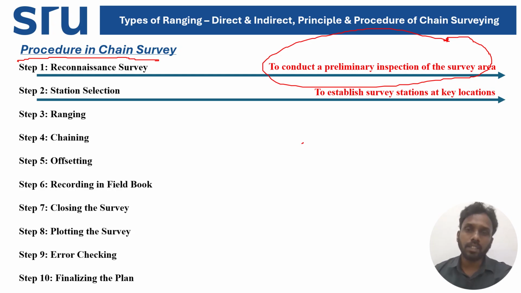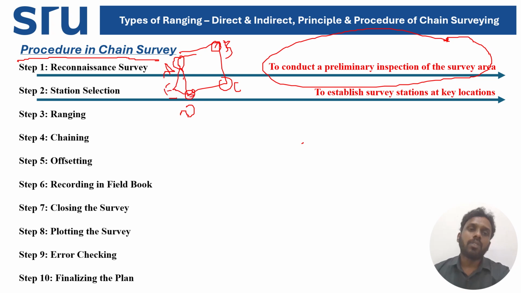Then station selection. It is used to establish survey stations at key locations. For example, if this is your area, how are you going to fix the stations? This may be station A, station B, station C, and station D. If it is irregular, you will have another one, station E. You have to fix a station from which you start and measure the area. Depending upon the location and the topographical boundaries of the survey site, this varies.